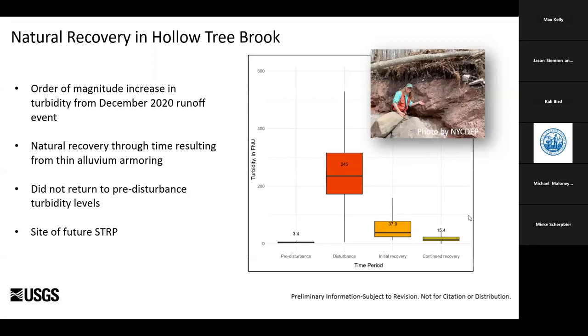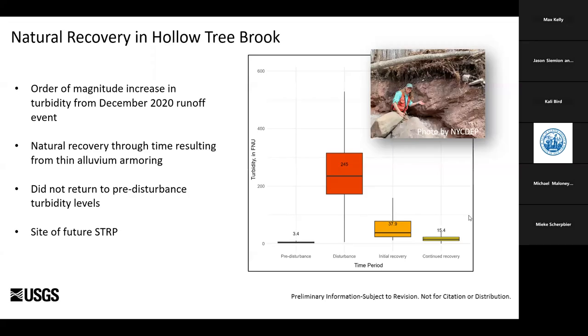And I'm reusing my picture of Danny here from earlier in the talk to demonstrate what Hollow Tree Brook looked like within part of the reach, where a substantial amount of erosion occurred as the stream went into a different channel. And you can see here we had these large clay banks and clay on the beds. So this is basically a clay canal that the stream was going down.